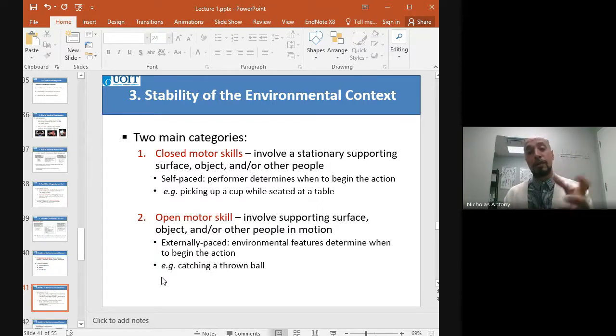versus in t-ball, nothing's in motion. So closed motor skills are those where the environment, so the supporting surface, objects, and people in the environment are not moving, and it's called self-paced motor skills or movement. Whereas open motor skills are when the things in the environment, the supporting surface, the people, and the objects are moving, and so you get to time your movements to that. So it's externally paced.